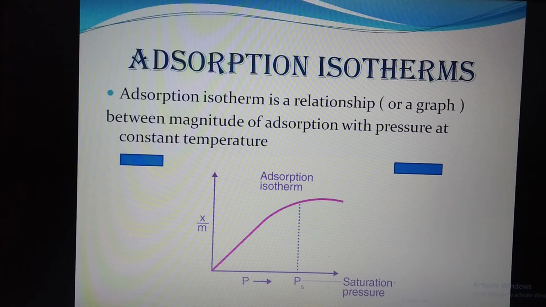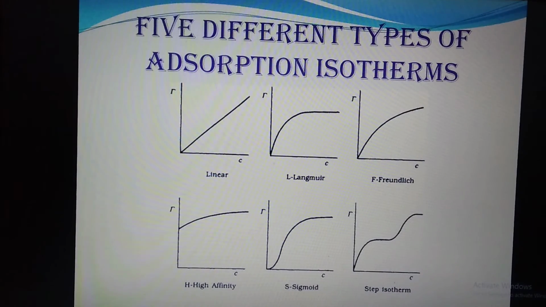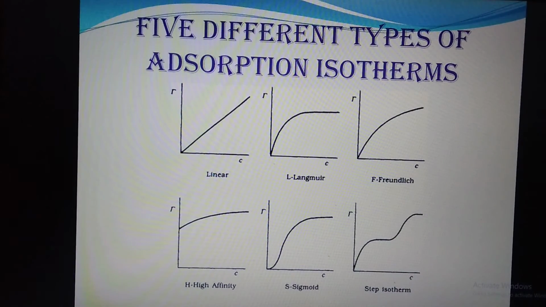Next thing, types of adsorption isotherm. There are different types of adsorption isotherm. You can see here the different types. A large number of adsorption isotherms of gases on a variety of adsorbents at different temperatures has been studied. The results are given into 5 different types of adsorption isotherms.